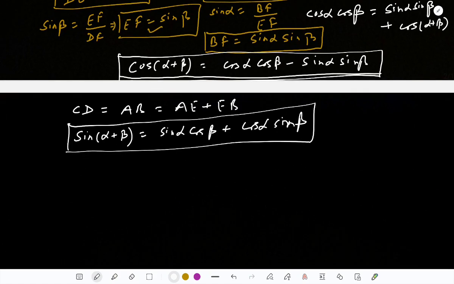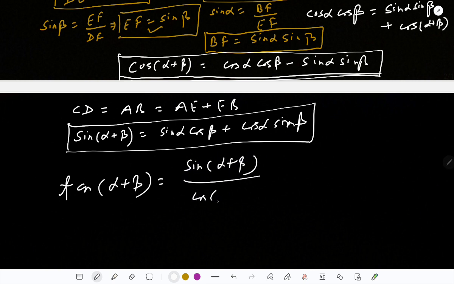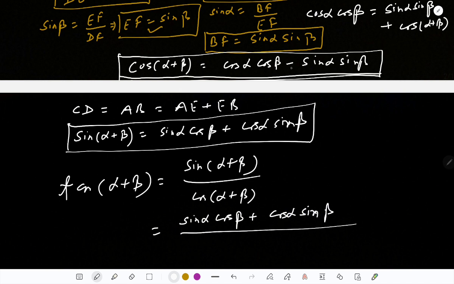because you can always write tan alpha plus beta is equal to sine alpha plus beta divided by cos alpha plus beta, and just put the results we already obtained. Sine alpha plus beta is sine alpha cos beta plus cos alpha sine beta, divided by cos alpha plus beta. You can write from here that it is cos alpha cos beta minus sine alpha sine beta.